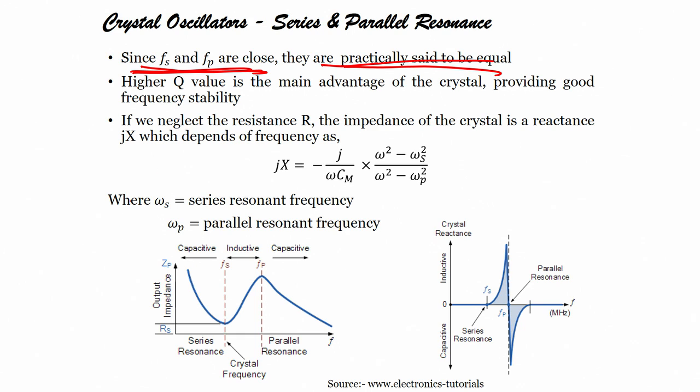Higher Q value is the main advantage of the crystal, providing good frequency stability. It has higher Q, which means the frequency is extremely stable.